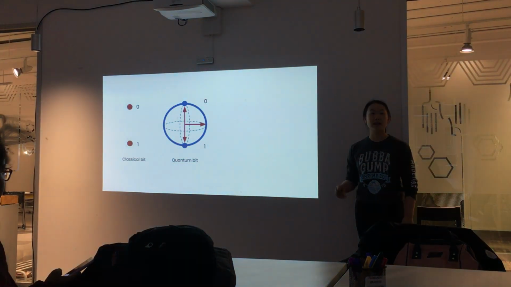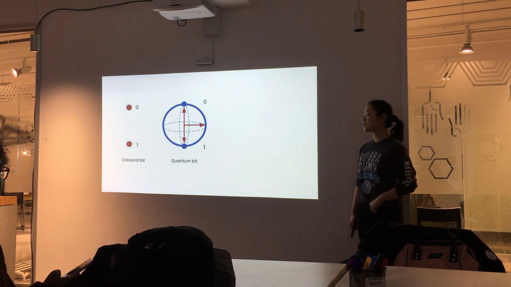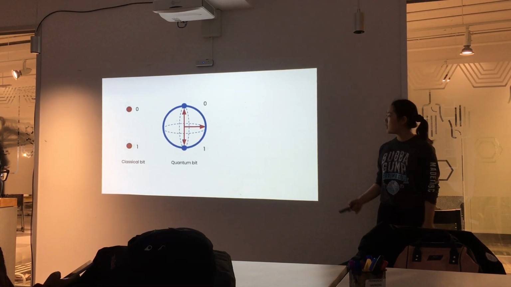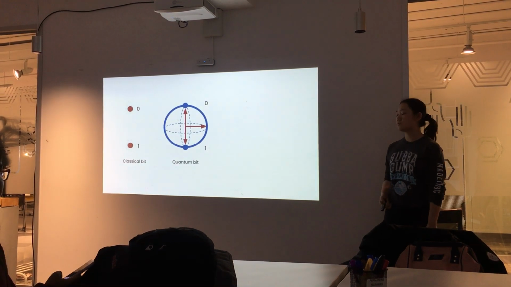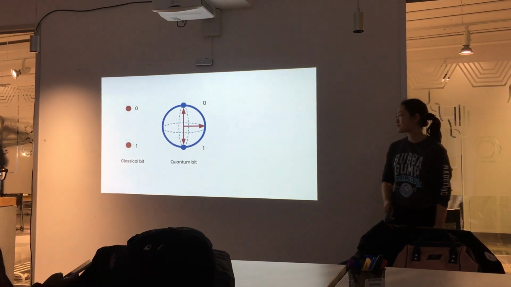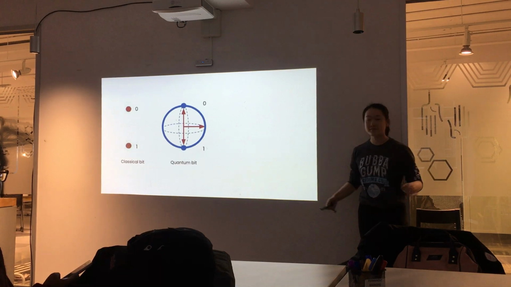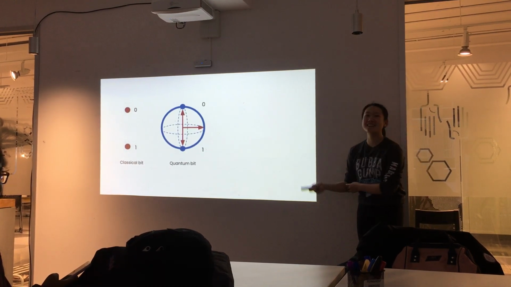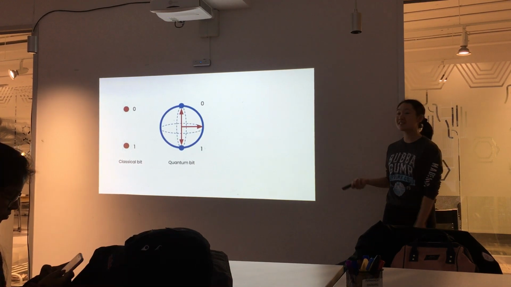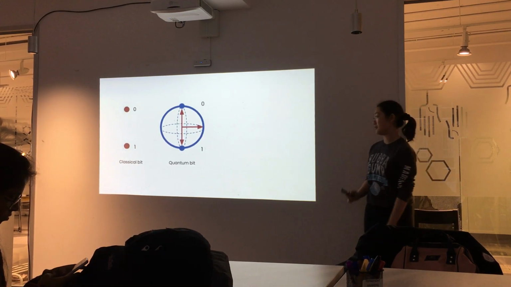So if we compare a classical bit to a coin, its states would be heads or tails. Now for a qubit, if we compare that to a coin, its state would be, well, the coin spinning. This allows quantum computers to be much more powerful than classical computers.